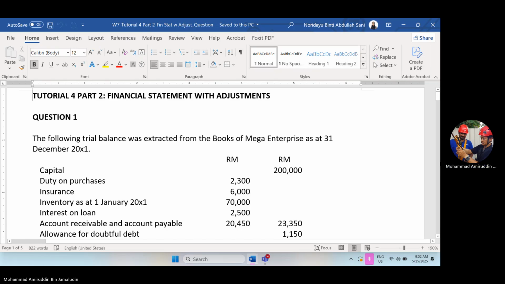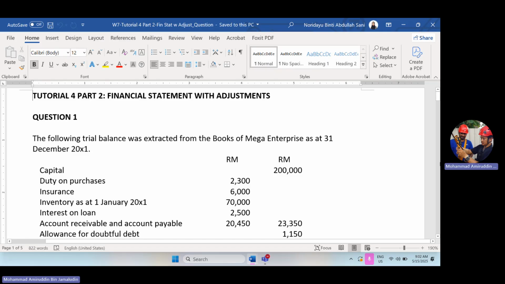I think I should begin now. Okay, good morning, everyone. So today we have the financial statement with adjustments. Actually, somehow last week we did have the adjustment, but it's a little bit only. Okay, and we have made some coverage up to this week's tutorial. Okay, lecture 4 part 2.